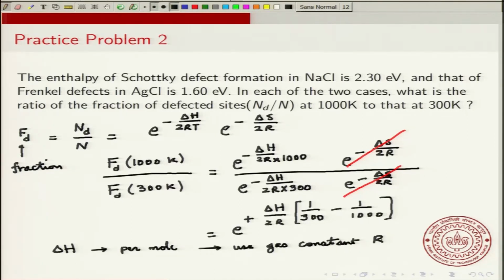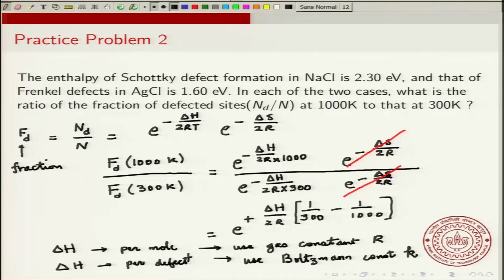When you give delta H per defect, so it is per mole of defects. If you give per individual defect, then you should use Boltzmann constant, Kb. So this is an important thing to keep in mind, and you should always check.